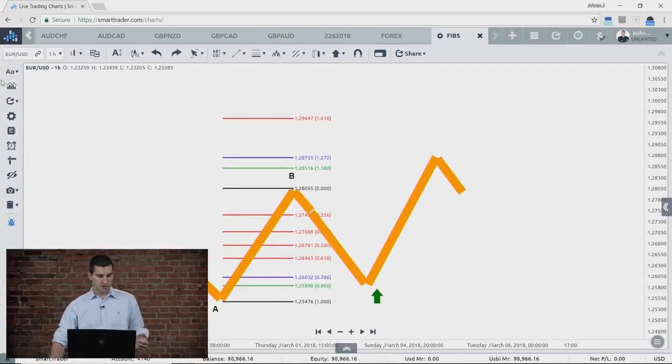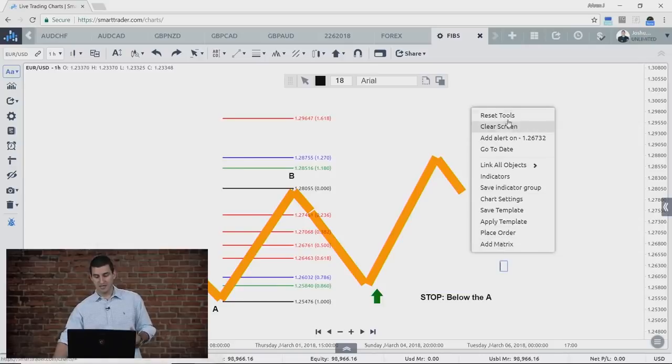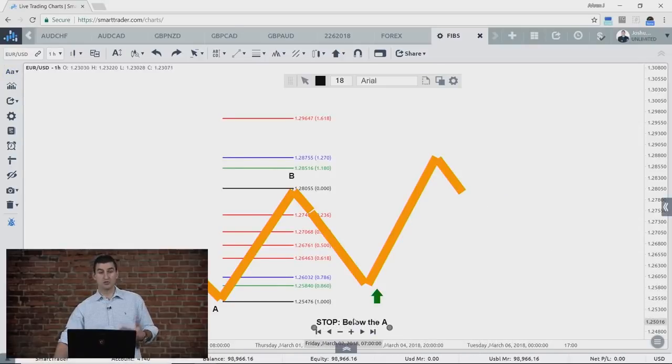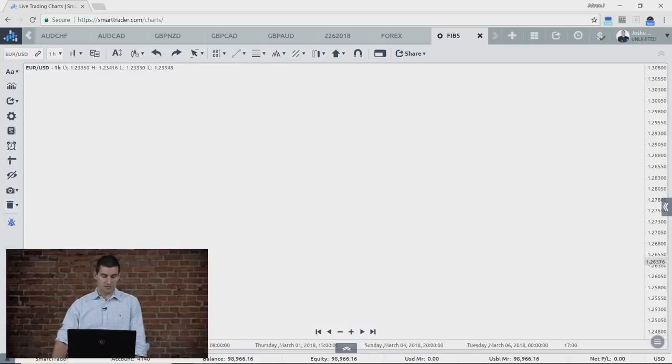So you may want to write this down if you plan on utilizing Fibonacci's, but your stop, what I like to do is place my stop below the A, okay? Because as long as the market doesn't take out the A, the market has no choice but to go your way. Let's jump into the live market, kind of demonstrate and show you what that means.